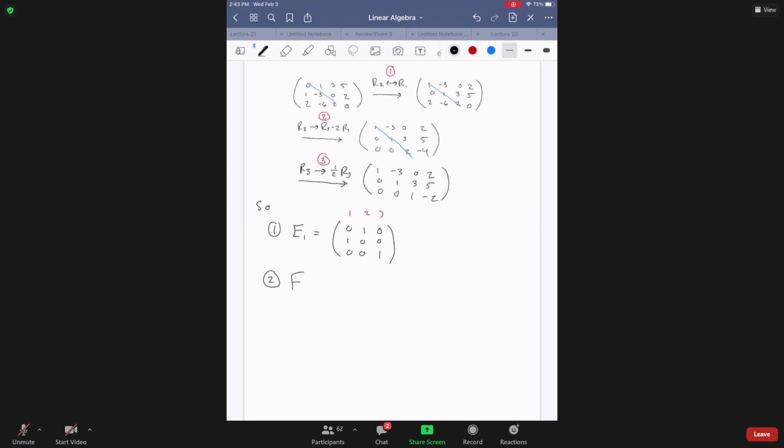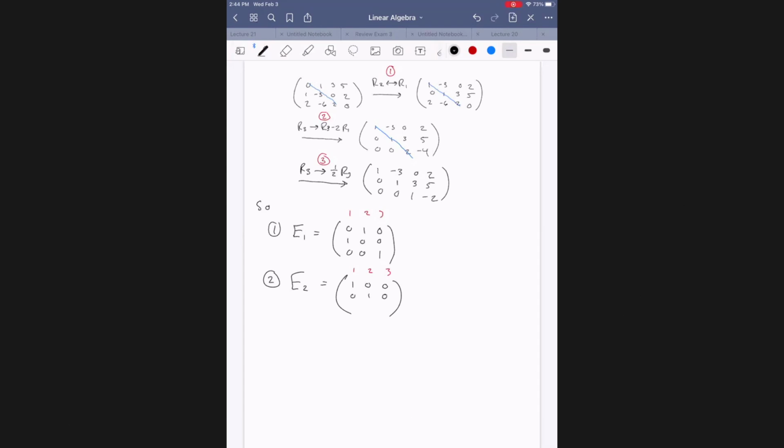Okay, what about E2? Well, that was R3 minus 2R1. So again, 1, 2, 3. I'm not going to do anything to the first 2 rows, but I'm going to take R3 and then multiply by -2. So that's how you do that.